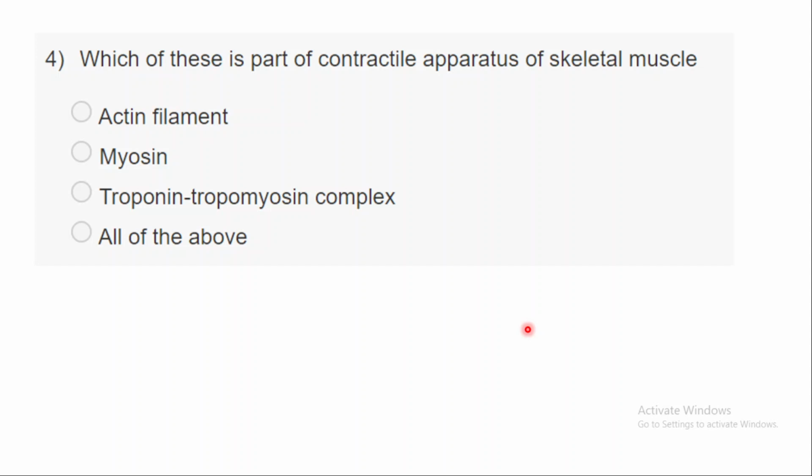I'll wait for a minute. I hope you can see the question on the screen, as well as I'm reading it aloud for all of you guys to enhance the maximum participation. Please try to answer. If you have basic knowledge about the contractile apparatus, you'll be able to answer this question. It's not very difficult. Which of these is a part of skeletal muscle contractile apparatus? Is it actin filament, myosin, troponin, tropomyosin, or all of the above? Let's wait for a minute to collect some answers.